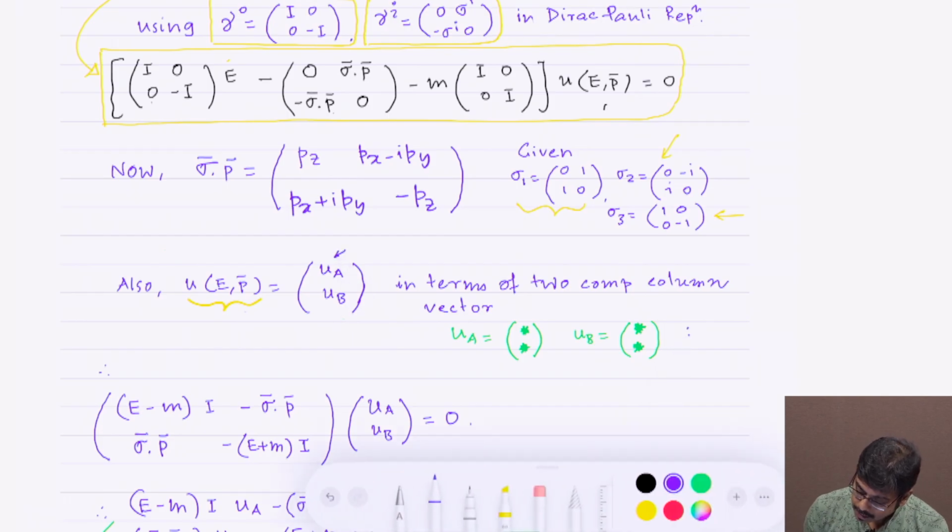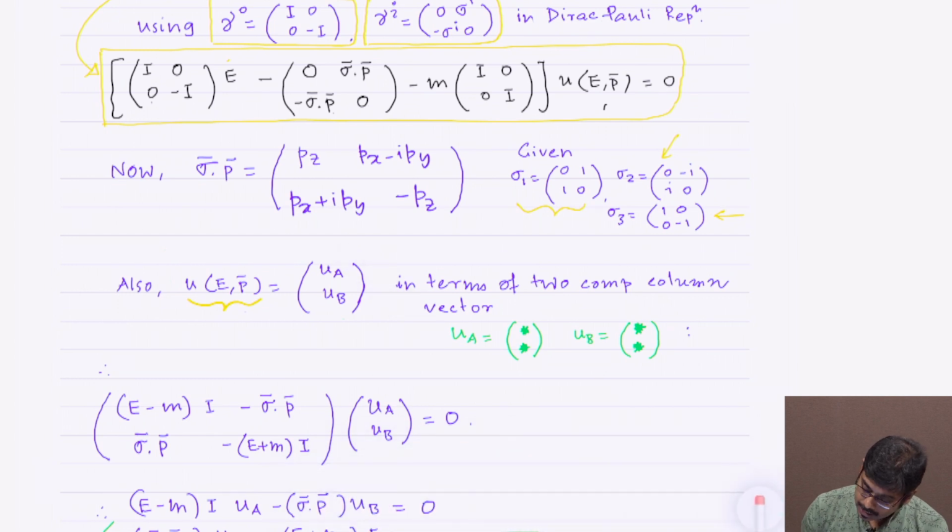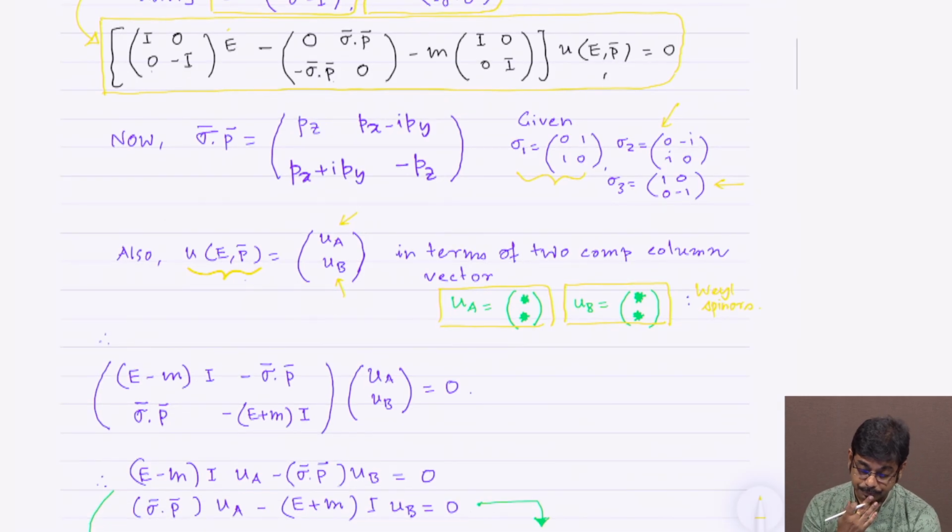Okay. So, what we are writing here is that suppose u(E,p) is constituted of two component spinors. Let us call them uA and uB, where uA looks something like this, it has 2 entries, and uB also looks something like this with 2 entries, and as I said, these are sometimes called Weyl spinors. Okay. So, the Dirac spinor is the 4 component one and the Weyl are the 2 component ones. Now, with this, if I just put it back in the Dirac equation, how exactly does it look?